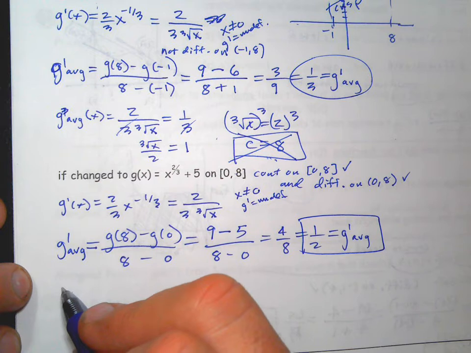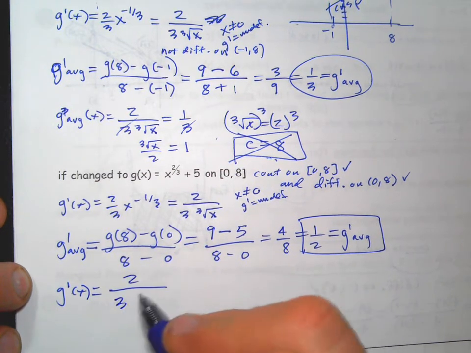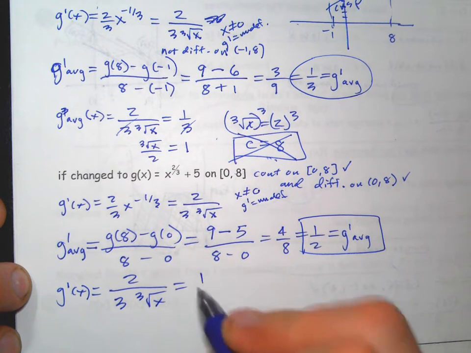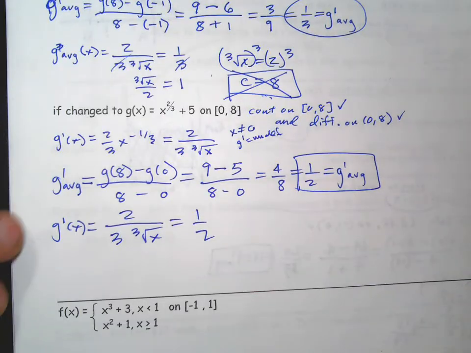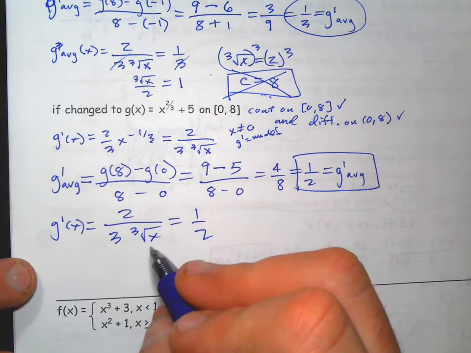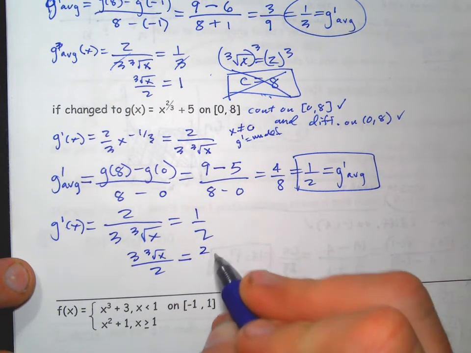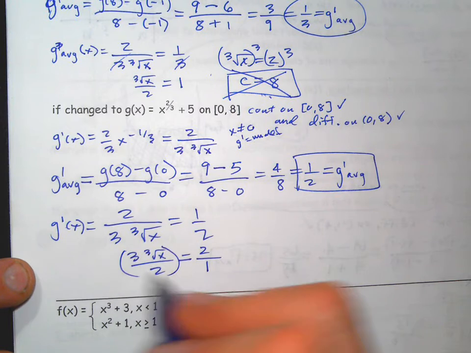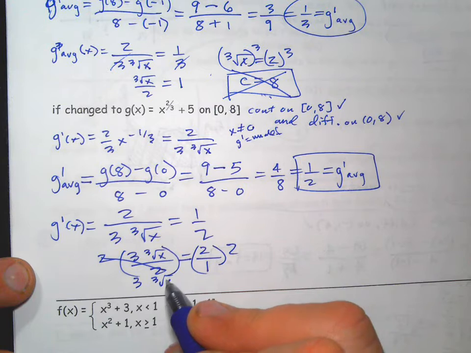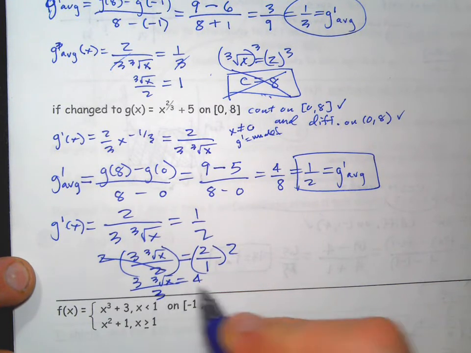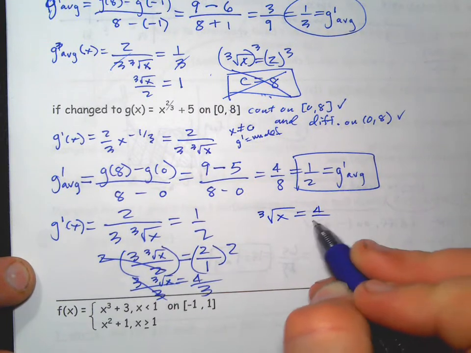And then you could safely set G prime of x to this value. Now, just like I said, sometimes you set it and you get some answer. That doesn't mean it was good, though. I would flip both sides. And I would multiply by 2. And I would divide by 3. And I would cube both sides.